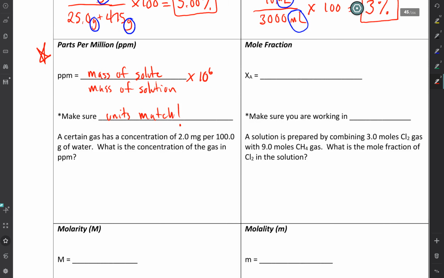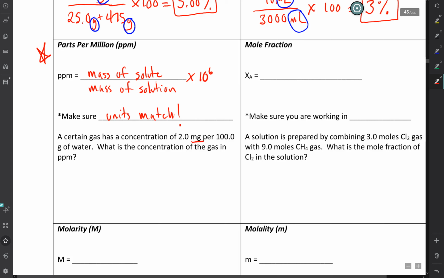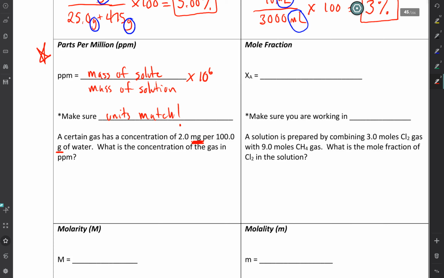So let's take a look at this question. A certain gas has a concentration of 2 milligrams per 100 grams of water. What is the concentration of the gas in parts per million? All right, if I'm paying attention to units, I see milligrams and I see grams. Obviously, they are not the same unit, so I need to convert. It doesn't really matter if I convert milligrams into grams, or if I take grams and I convert it to milligrams. Whatever works out best for you.